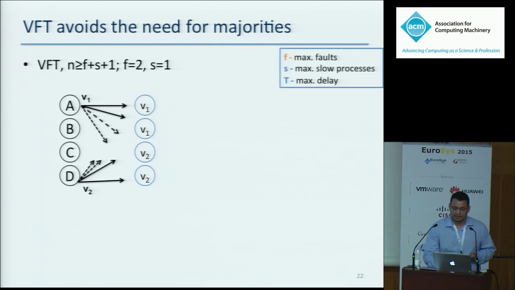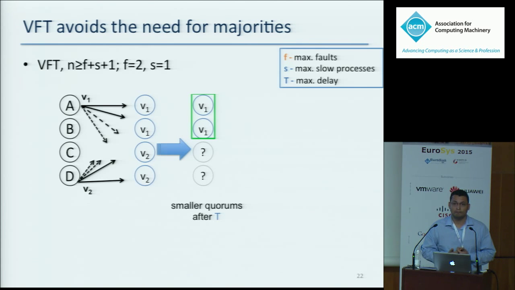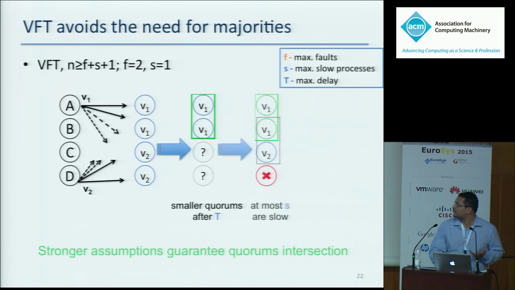By the model assumptions, at most one process can be slow, and therefore the other process must have crashed, or both processes have crashed. Thus, any quorum that is formed must include at least one timely replica, and the stronger assumption guarantees that this quorum intersects and no other value could be accepted.